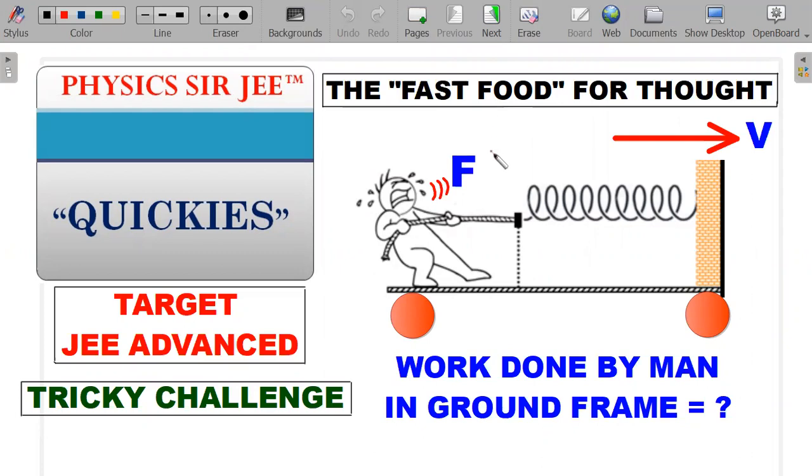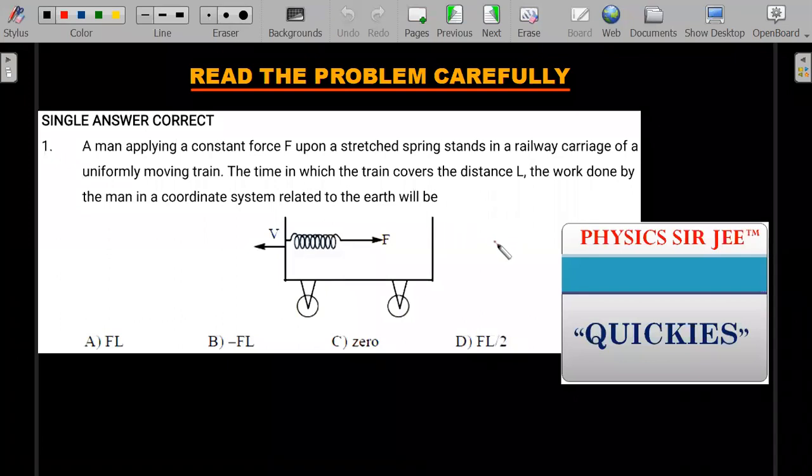Okay, so we have a problem wherein we are going to investigate the work done by a person who is trying to pull up on a spring but in a moving cart. This work has to be calculated by us in a ground frame. Let's go to the formal wording of the question. Try to pause the video, try it for 1 minute, read the question and the wording very carefully, and then come back for the concept and the solution explanation.